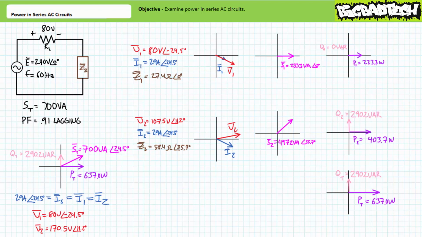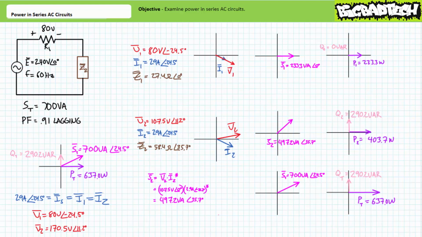Expressed using rectangular format, total apparent power is 637 plus j290.2, and when apparent power is expressed as a polar equivalent, it is 700 volt amperes at an angle of 24.5 degrees as previously. Finally, since we arrived at the apparent power figure for element 2 using simple addition and subtraction, one can use any implementation of the apparent power formula to check our work.